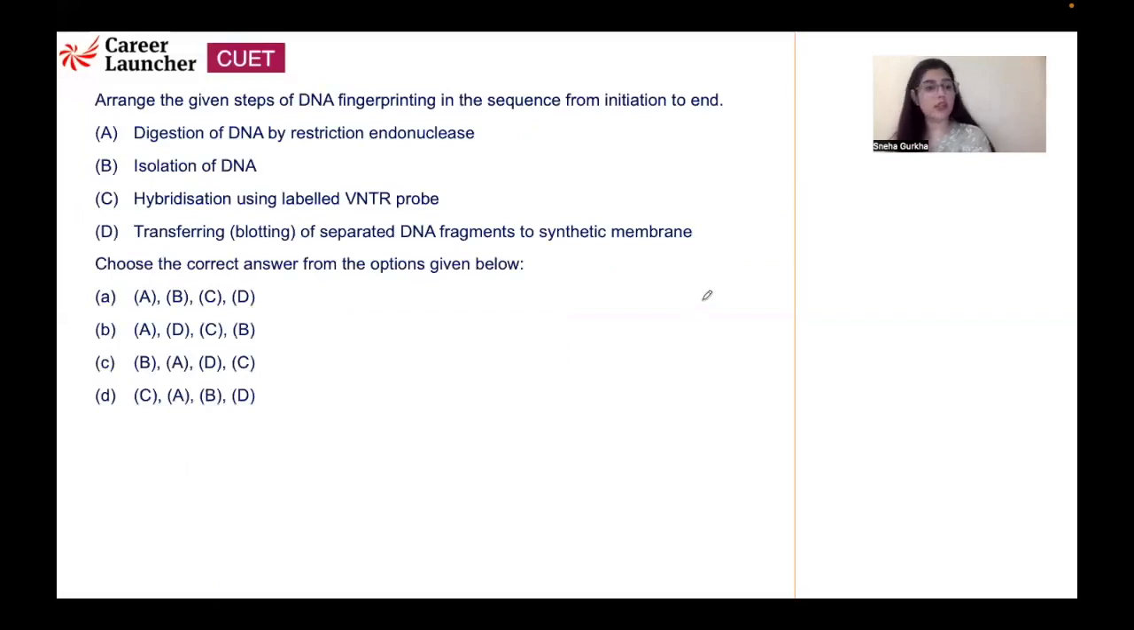Next, arrange the steps of DNA fingerprinting in the correct sequence. First is isolation of DNA, then digestion by restriction enzymes, then transferring of separated DNA to a synthetic membrane, and lastly, hybridization using labeled VNTR probe. So option C is going to be correct.